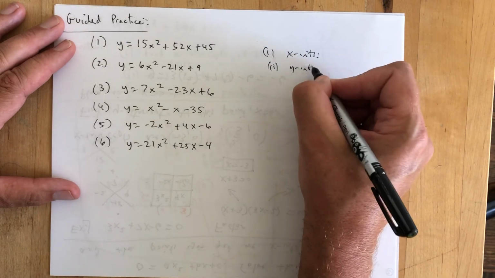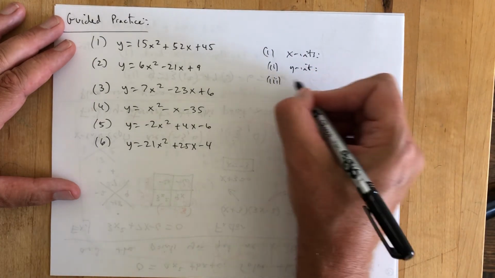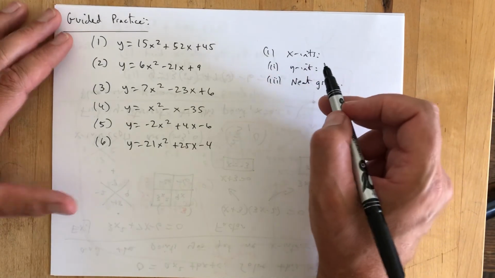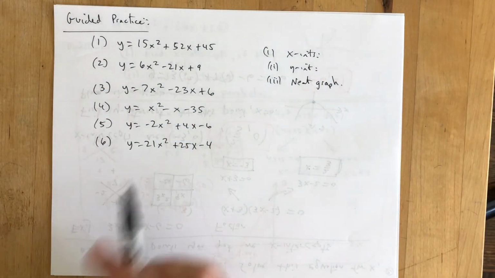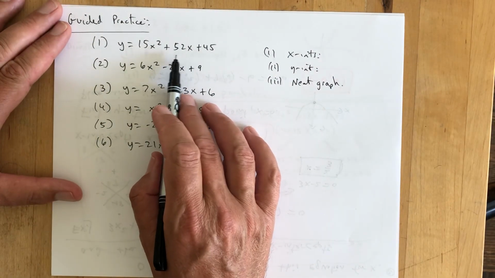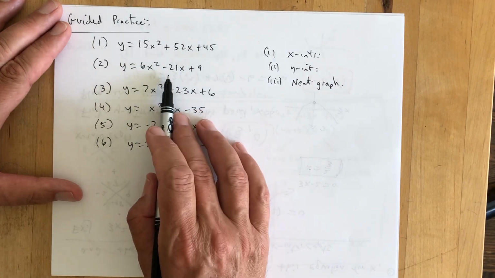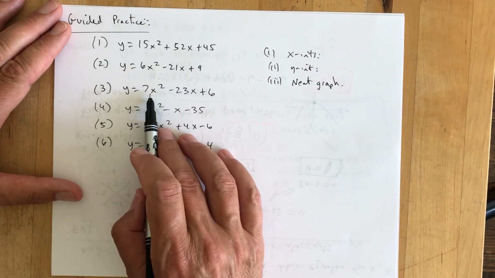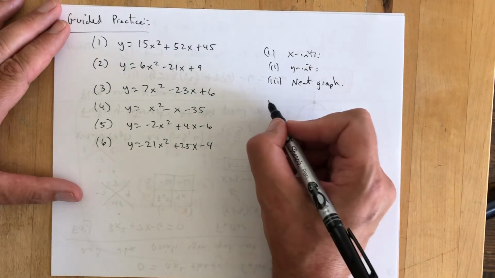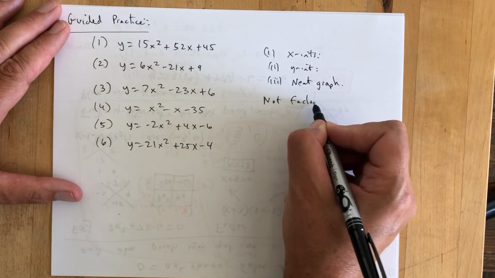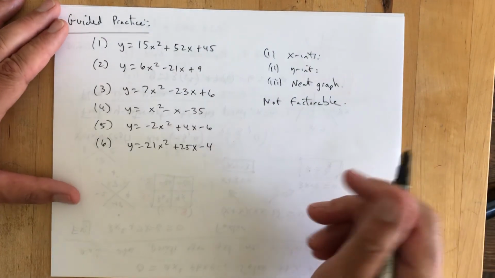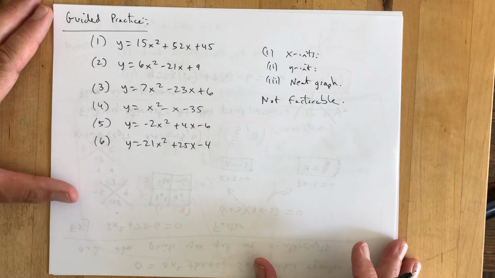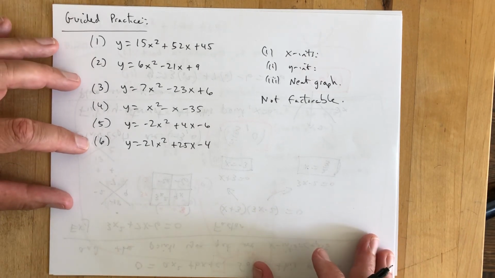2, find the y-intercept. And 3, make a neat graph that encodes all this information in it. I want to make sure I get these written down right. 15x squared plus 52x plus 45. 6x squared minus 21x plus 9. Okay. And if it's not factorable, just say not factorable. You can still graph it, you just don't have any x-intercepts. And this should take you to the end of the period.